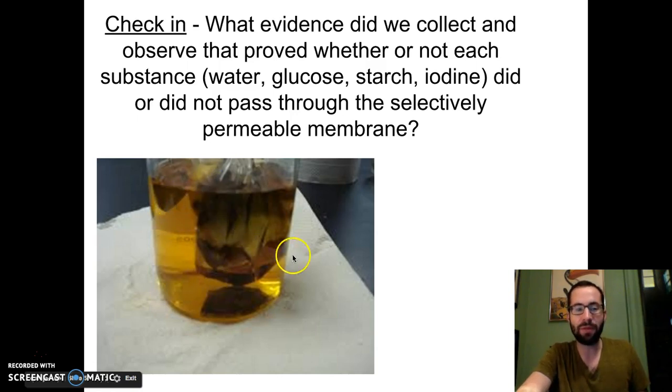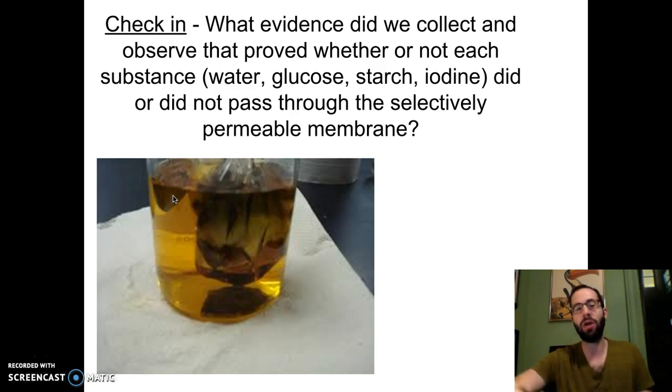Now look at the observation that you can make about the solution surrounding the cell. It's still that amber color. It's not blue-black. If the starch was able to get outside of that cell membrane, the selectively permeable membrane, all of this should have been black. But that's not what we see. So as a result, we can conclude, based on our evidence, that starch did not get out of the cell membrane. And I'm telling you that's because starch is a large molecule.